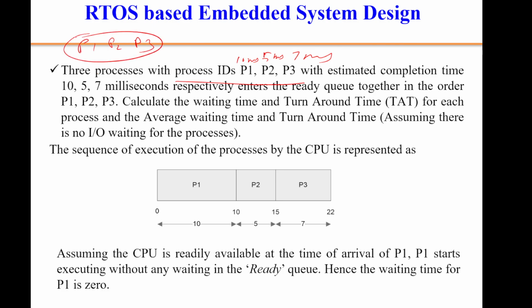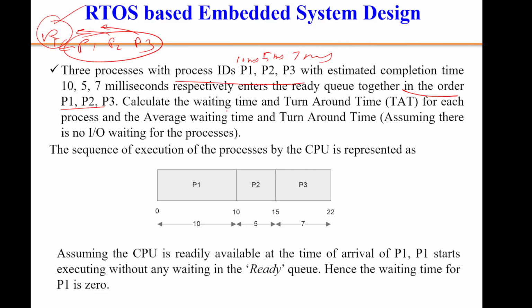We are saying all of them together in the order P1, P2, P3. That means P1 entered into the ready queue first, then P2, and then P3. So as P1 entered into the ready queue first, P1 will be getting the first chance for execution, then P2, and then P3.